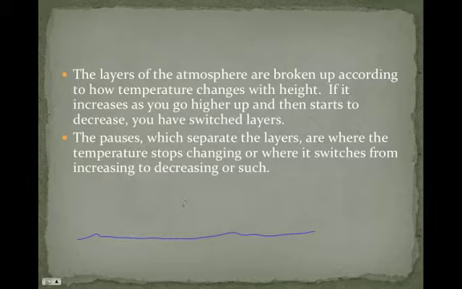So we identify the layers of the atmosphere by how temperature changes with height. In the bottom layer, temperature decreases as you go up. The higher you go, the colder it gets. Eventually, at some point above the atmosphere, that will switch. And then as you go up from that point on, the temperature will go up as you go up.